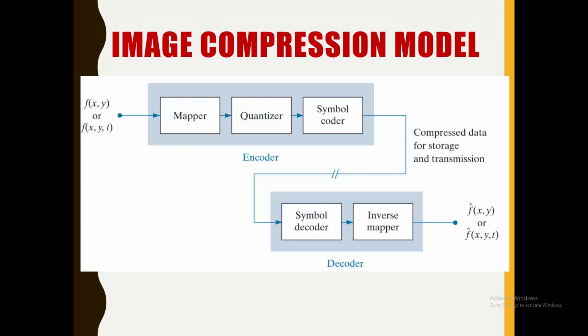Now this is an image compression model in which the input f of x comma y is an original image, then there is a mapper, then there is a quantizer, then a symbol encoder. These three components make the encoder. Finally, we will get compressed data, and then there is a channel, and then there is a decoder, which consists of a symbol decoder corresponding to this symbol encoder, and then an inverse mapper. Finally, we are going to get f hat x comma y. This f hat x comma y is the decompressed image.